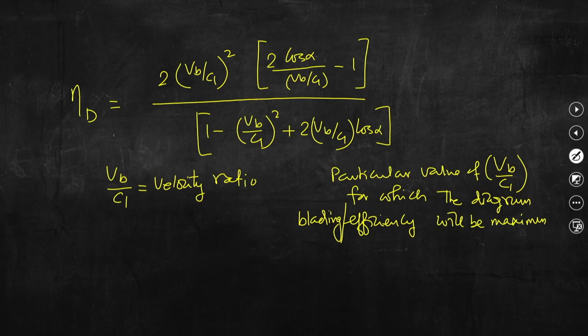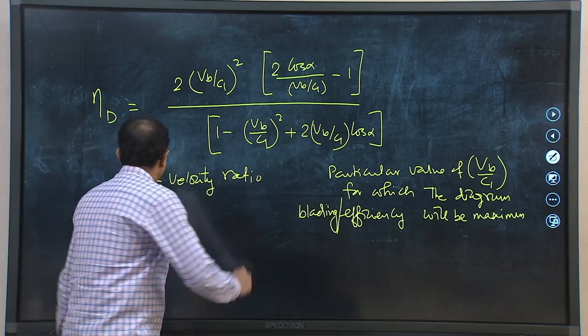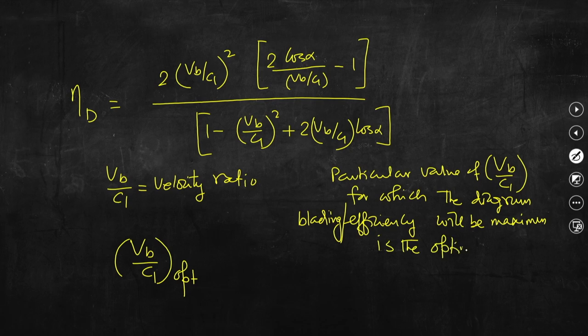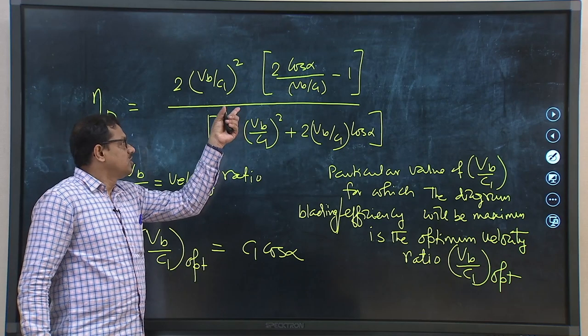And that means, what we need to do? We need to differentiate eta d with respect to Vb by C1 and then equate it to 0. We will be getting Vb by C1 optimum. The particular value of Vb by C1 for which the diagram efficiency will be maximum is the optimum velocity ratio, that is Vb by C1 optimum. And this Vb by C1 optimum for this particular case is cos alpha. But I am not going to do this task here.